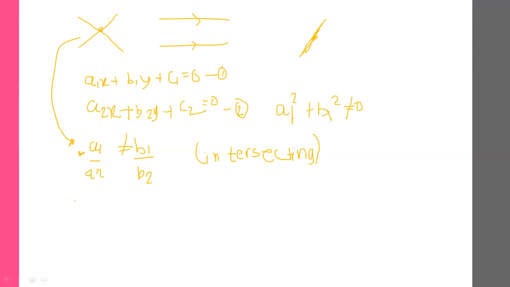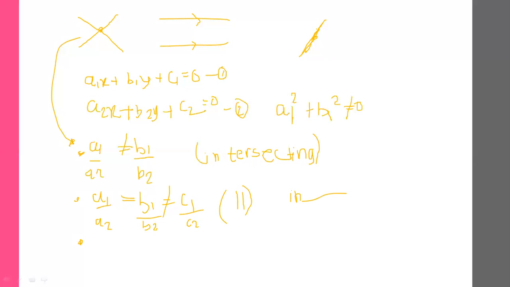In case of parallel lines, a1 by a2, the ratio of coefficients of x, is equal to b1 by b2, but it is not equal to the ratio of constant terms, c1 by c2. So this means that they are parallel lines, and parallel lines have no solutions because they do not intersect at any point, and therefore if it does not give any solution, it is also called inconsistent. You can check in your book also the spelling of inconsistent.